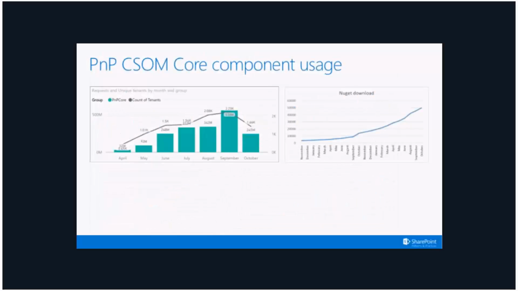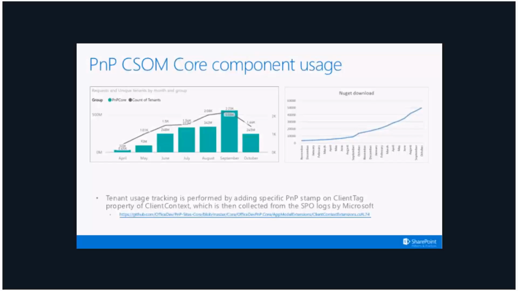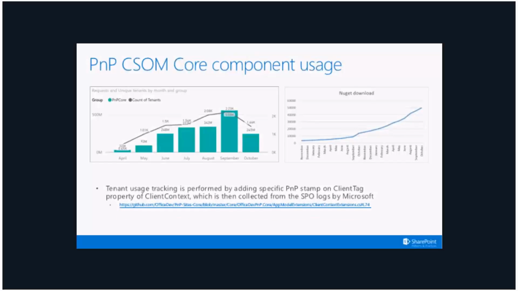The PMP CSOM core component, which contains the enhanced methods, properties and functionalities on top of the client-side object model, that usage is actually growing quite fast as well. So in September, we had 2,230 individual tenants which were using the PMP CSOM core component in production in SharePoint Online. We cannot actually track the usage within on-premises, so this is based only on the SharePoint Online side.